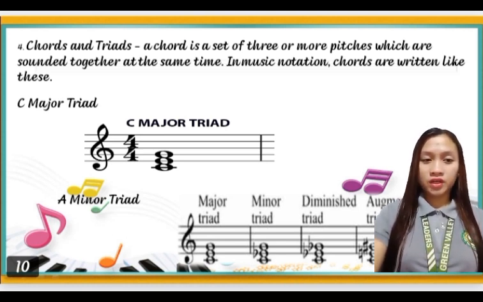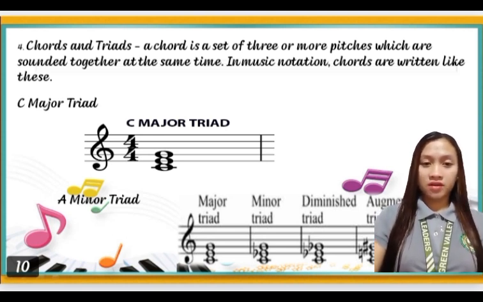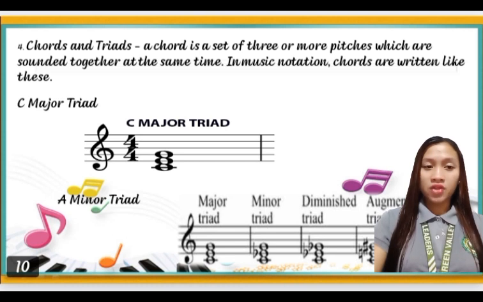I am Darlene Marie Tamayo, the reporter of chords and triads. A chord is a group of three or more notes played together. Triads are specific types of chords containing three notes stacked in thirds. The basic triad consists of a root note, a third above the root, and a fifth above the root.